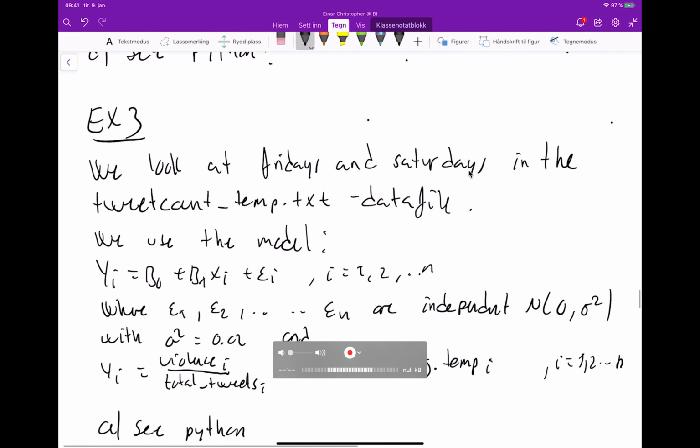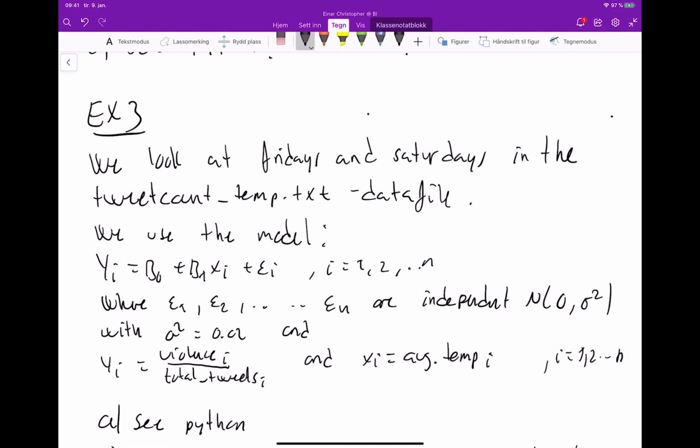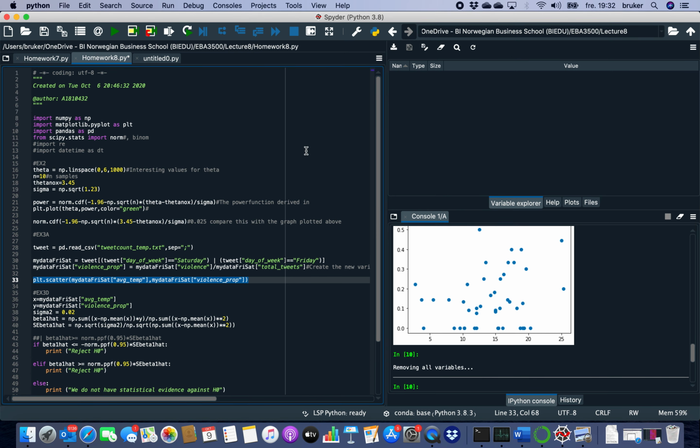Okay, then it's exercise 3 in homework 8. In the last video we had exercise 2 in homework 8, and not 6 if I said that. So let's now look at exercise 3 in homework 8, and we will look at Fridays and Saturdays in the tweet count temp.txt data file. So let's just do that at once.